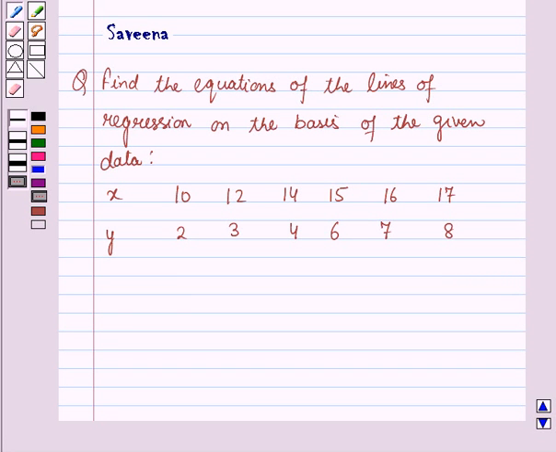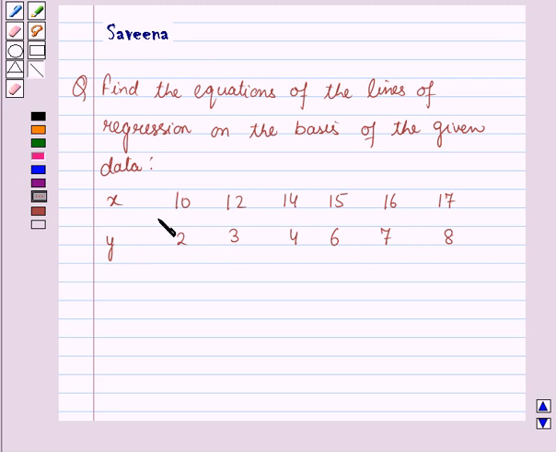Welcome to the session. In this session, we will discuss a question which says: find the equations of the lines of regression on the basis of the given data. And this data is given to us. In this data, the different values of x are 10, 12, 14, 15, 16 and 17. And for these values of x, the corresponding values of y are 2, 3, 4, 6, 7 and 8.